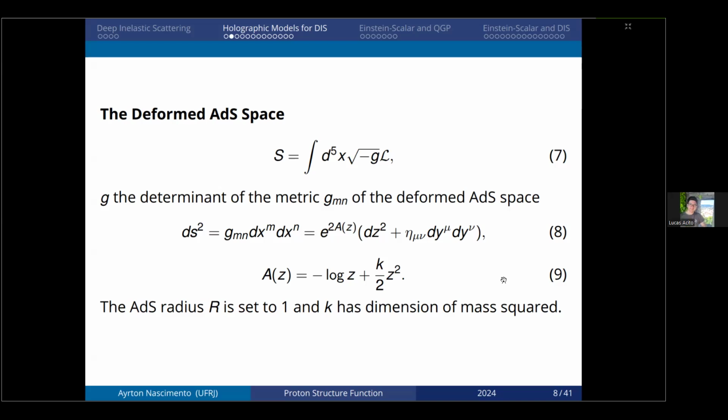Okay. It's really interesting. It's really nice to think about: what if we do a perturbative procedure here, and what do we get? I actually did that, but not for the deep inelastic scattering, just for the spectrum of the particles. Okay. Thank you, Ayrton.